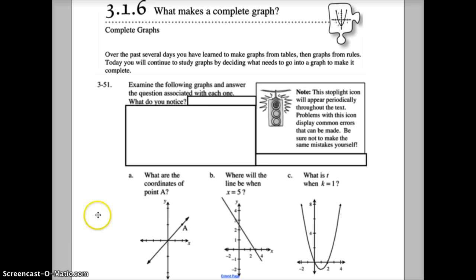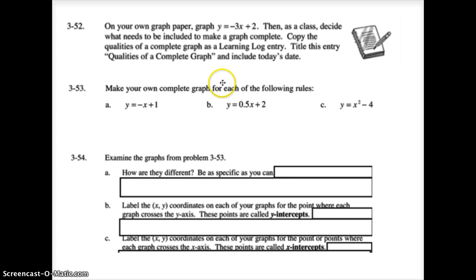Let's look at number 52. When you do 52, your job is to graph y equals negative 3x plus 2 and make sure it's a complete graph, not just a sketch. So when you make sure it's a complete graph, you have to make sure that your axes, your x and your y axis, are both labeled.